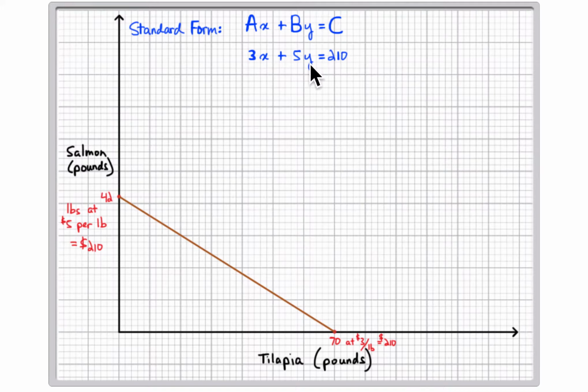Because it gives you the idea of balancing those two amounts. You could write the slope-intercept form. You can actually do that pretty quickly here, but we'll come back to that later. We're going to compare those two forms.